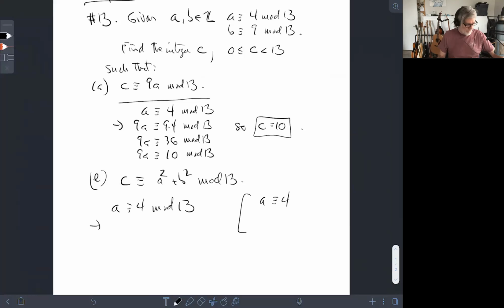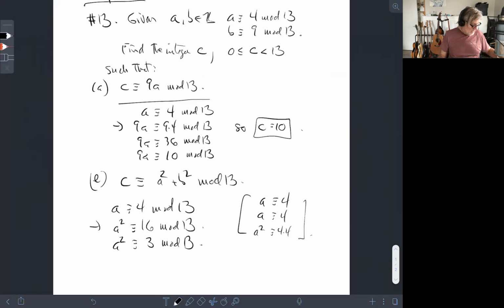Let's not write the mod 13. A is congruent to 4. So I can multiply, right? So A squared is congruent to 4 times 4. So that's legit. So I can square both sides, right? So A squared is congruent to 16 mod 13. Now I can keep it like that, but the advantage of working modulo something is that you can always reduce the numbers at any point that you wish, okay? So I'm going to reduce that immediately. 16 mod 13 is the same as 3. So A squared is congruent to 3 mod 13.